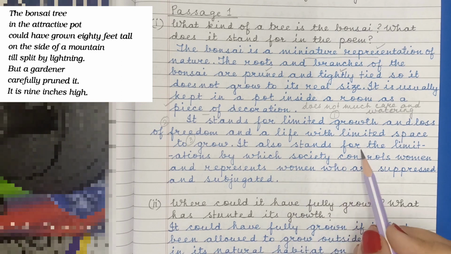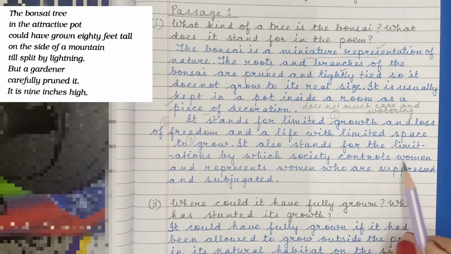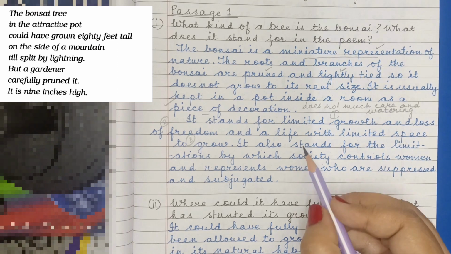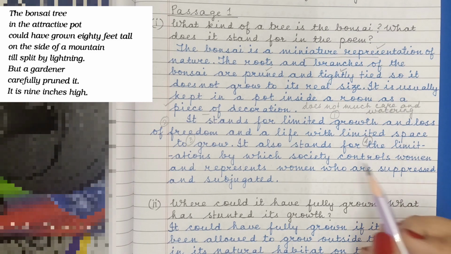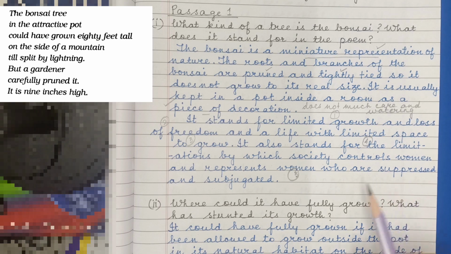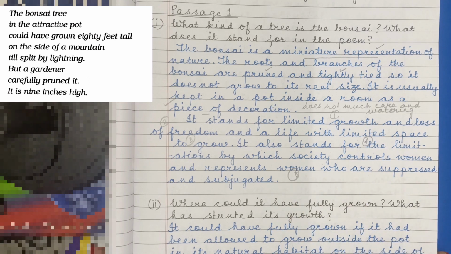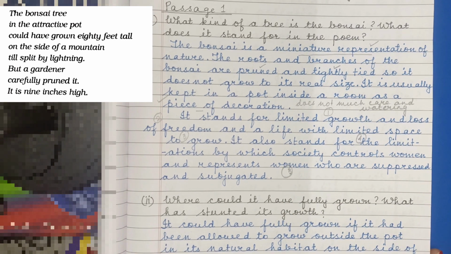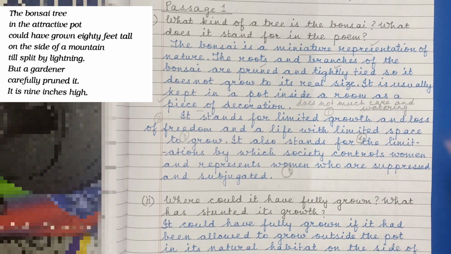It also stands for the limitations by which society controls women. Number 4, limitations. And number 5, it represents women who are suppressed and subjugated. The bonsai is a very complex symbol. Therefore, there are many symbolic meanings of the word bonsai, and I have mentioned almost all of them.